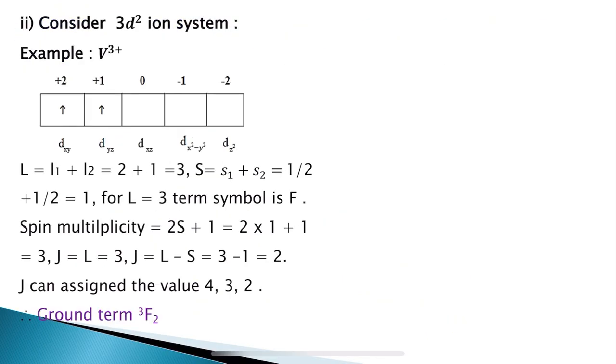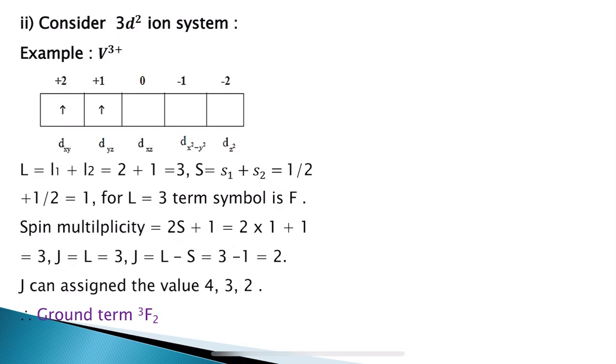Okay. So, similarly, in this we have calculated the orbital angular momentum, and next we have to calculate the spin. For this the spin value will be 1, and for L equal to 3, the term symbol which is used is F. Okay. So, spin multiplicity is equal to 2S plus 1.